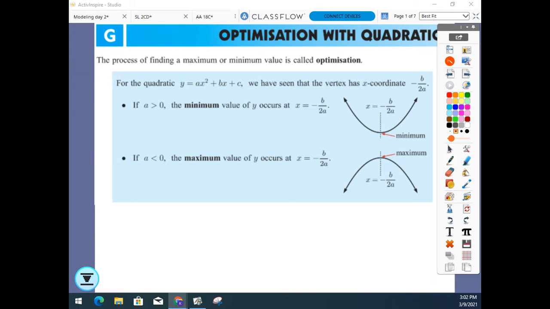Section G is all about optimization. What's the maximum or the minimum? So let's think about what the parabolas look like.